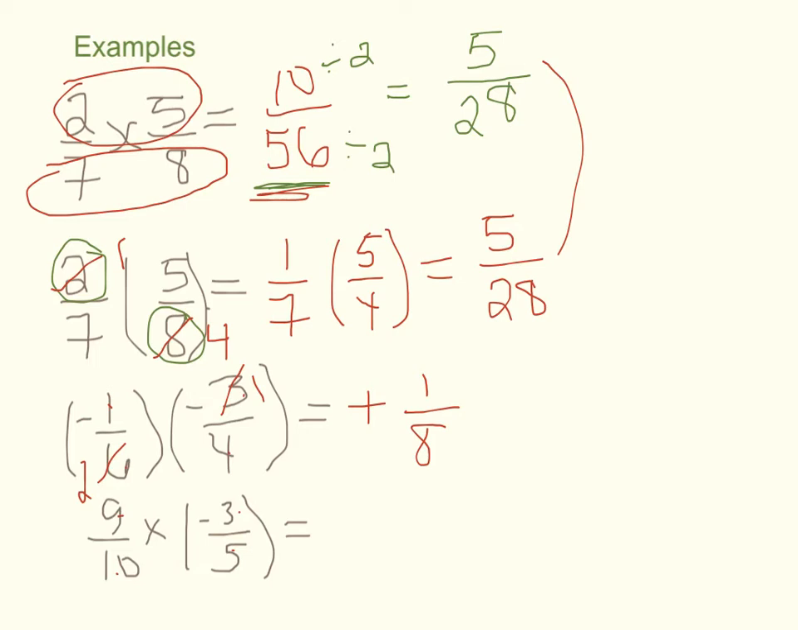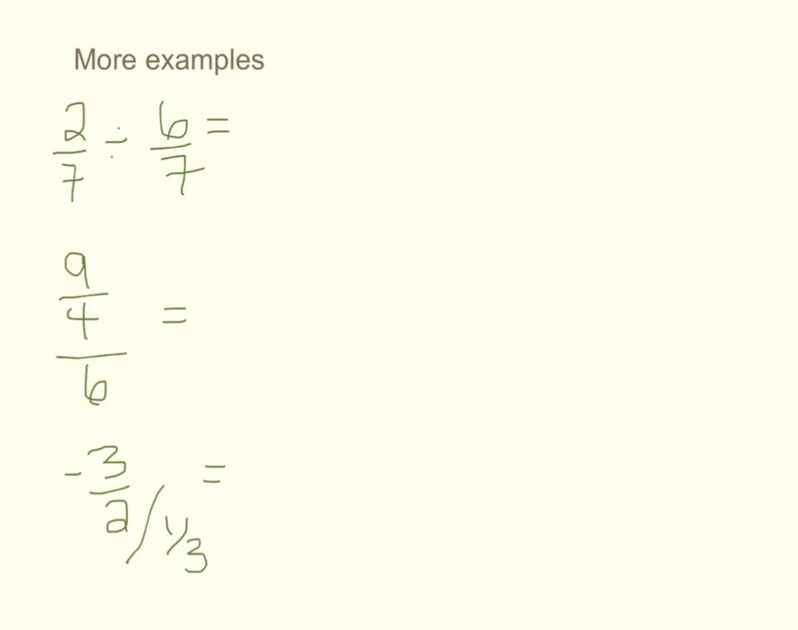And I should note as well I have a positive times a negative, so I know my answer will be negative. 9 times 3 is 27, over 10 times 5, which is 50. So that's that. And now let's look at some division examples.